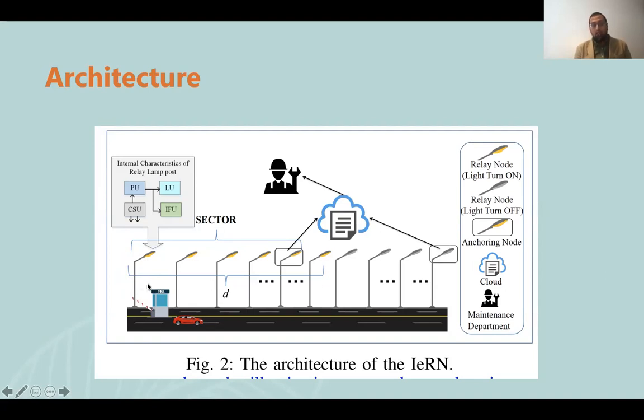This lamppost will turn on all the lights up to D. As you know, we are transmitting a signal which is much faster than the car, so this entire portion will be lit. Once the car reaches here, we call this an anchor node, and it will turn on the next sector. So when we pass through, we already find all the lights lit. That helps make the entire system seamless.